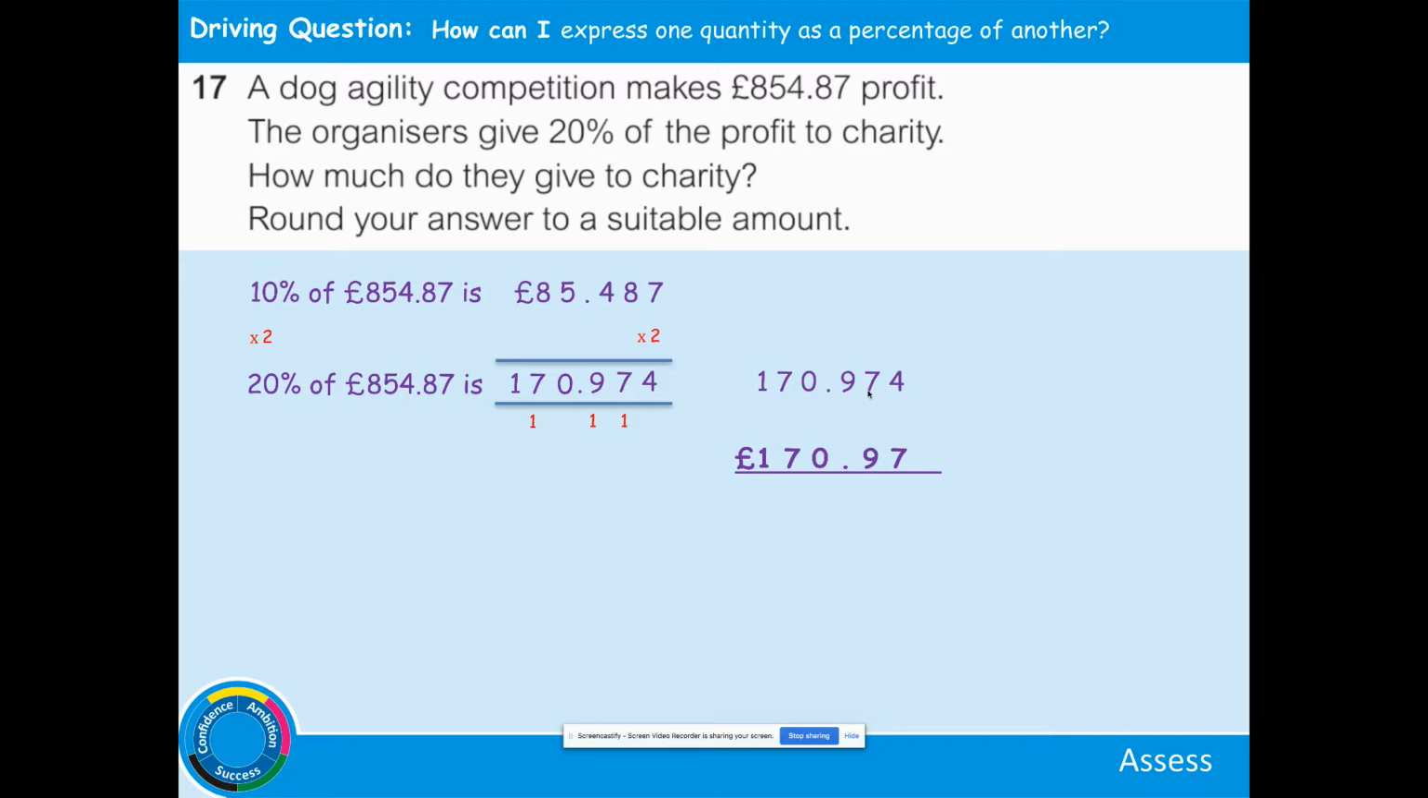Round your answer to a suitable amount. That is a suitable amount. You might have rounded it up to £171. I don't think they would have given you that as a wrong answer either. Okay. But that's fine.